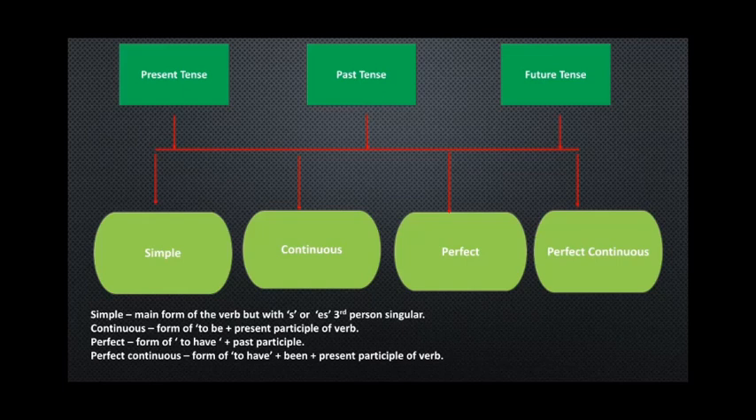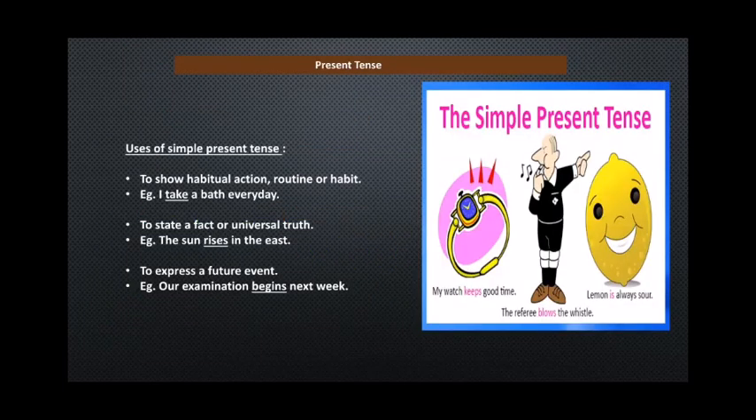And while converting the tense into perfect continuous, the form that is used is to have plus been plus the present participle of the verb. So all this you will understand when we do all the three tenses in detail. First we will begin with the present tense, that is the simple present tense.